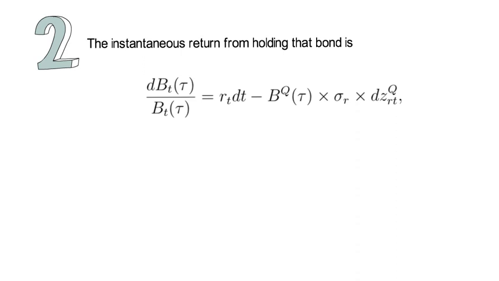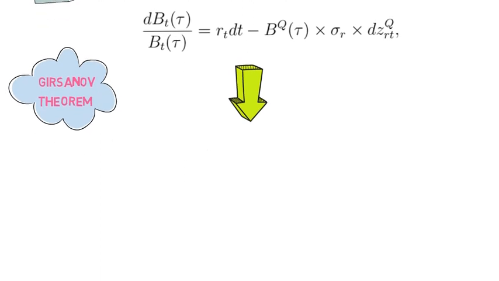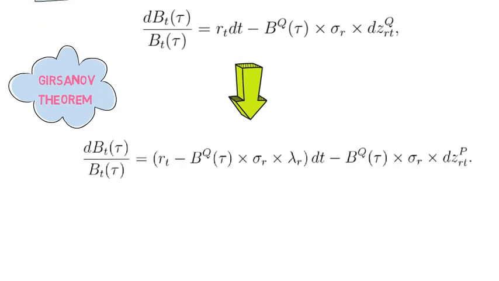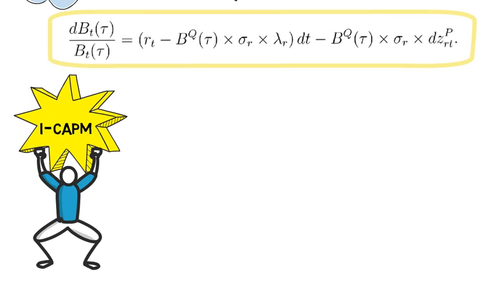Now you have to write the bond dynamic, or the bond return, under the empirical probability measure P if you wanted to see which risk premium you're expected to earn. So, relying on Girsanov's theorem, we rewrite the last expression as follows. The bond return equals r_t minus B^Q(tau) sigma_R lambda dt minus B^Q(tau) sigma_R dZ^P_{R,t}. That last expression supports the ICAPM intuition for the bond premium that I shared with you at the beginning of this video. Now let's go through that again.